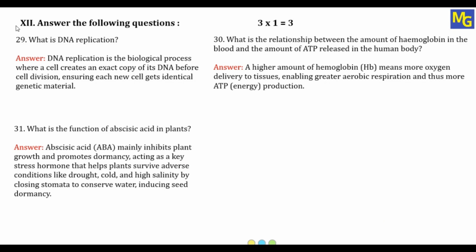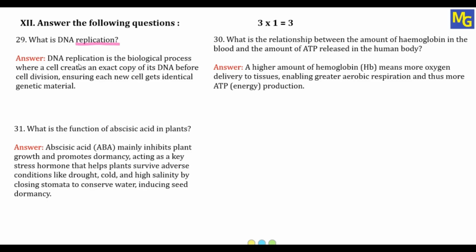So now we will see section number 12, that is, answer the following questions. And here again we have to answer 3 questions. Each carries 1 mark, so total marks from this section we are going to get is 3. Question number 29, what is DNA replication? DNA replication means what? We have to explain.